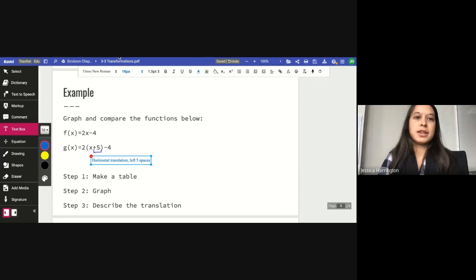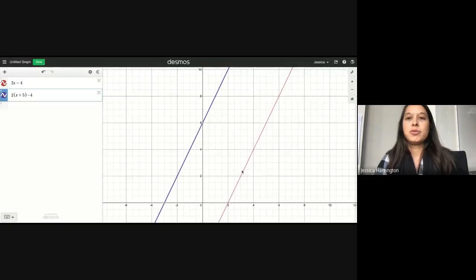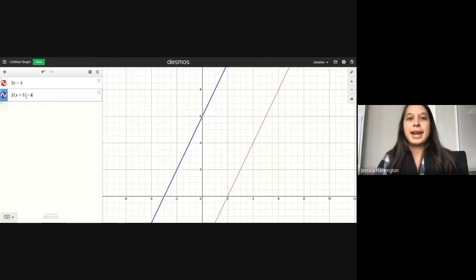And let's see if I can get this to graph 2x minus 4 and 2(x plus 5) minus 4. So you can come over here and see, here's our original function, 2x minus 4. And when I added that 5 inside the parentheses, it moved it over to the left 5. Everything moved left 5 spaces.